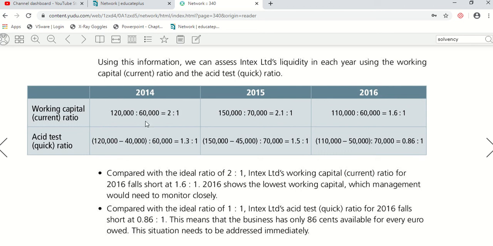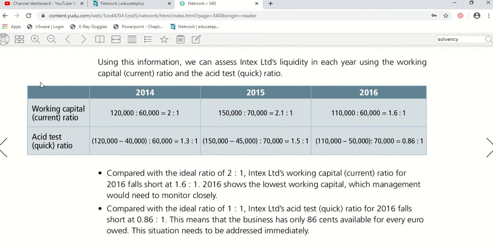This example of the liquidity ratios, the working capital and the asset test ratio, is based on Intex Limited's figures for the 3 years, from 2014 to 2015 to 2016. It's great to have 3 years to be able to compare, to look at the differences from one year to the next. Is it a positive trend? Has it increased? If not, why?